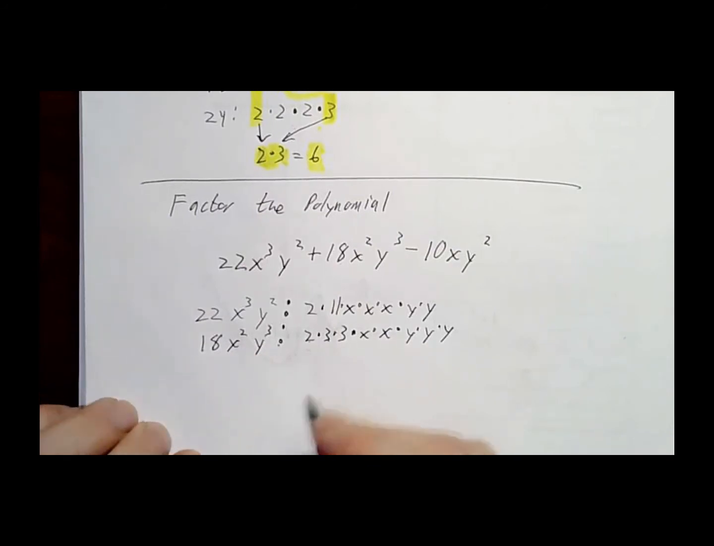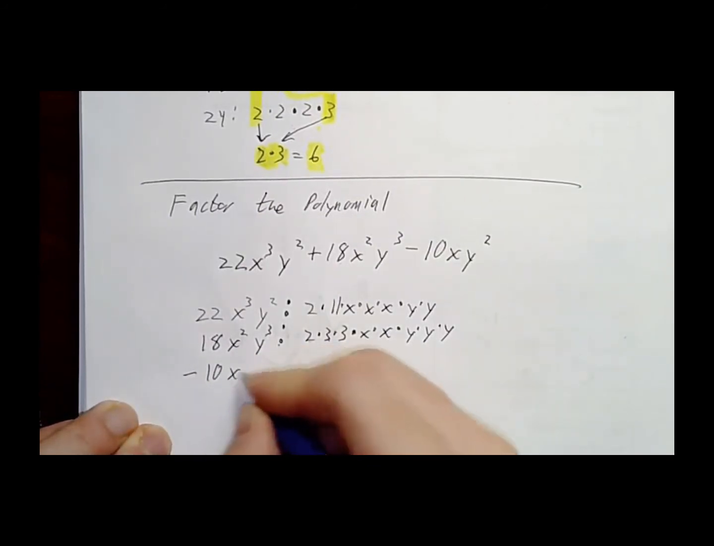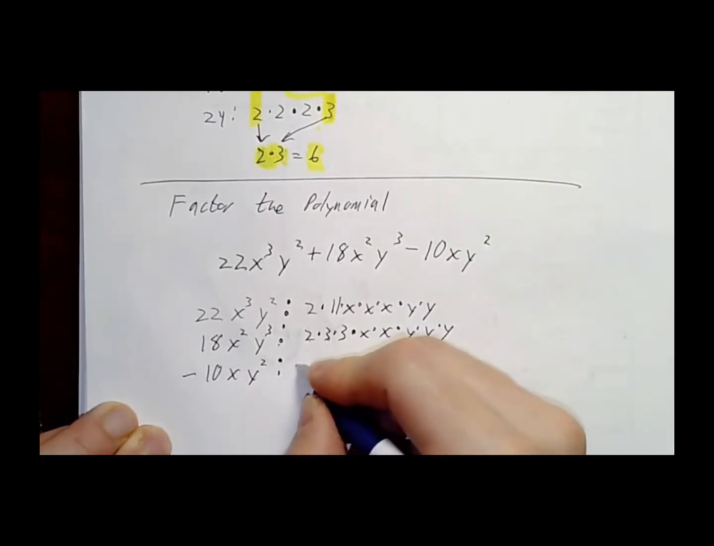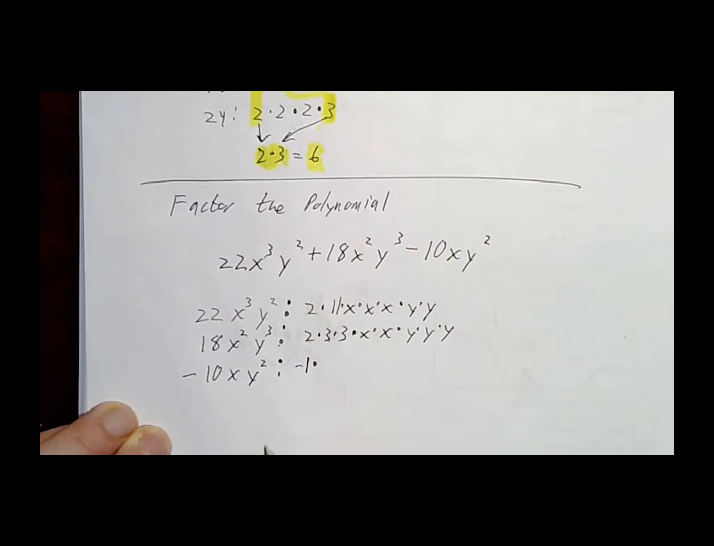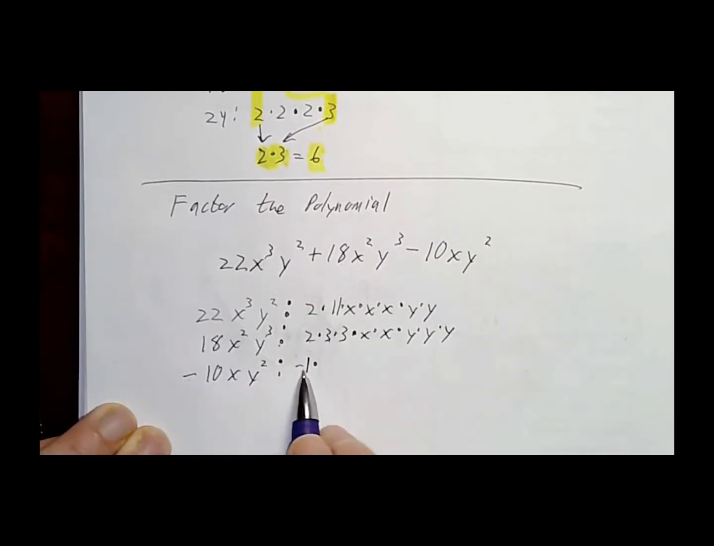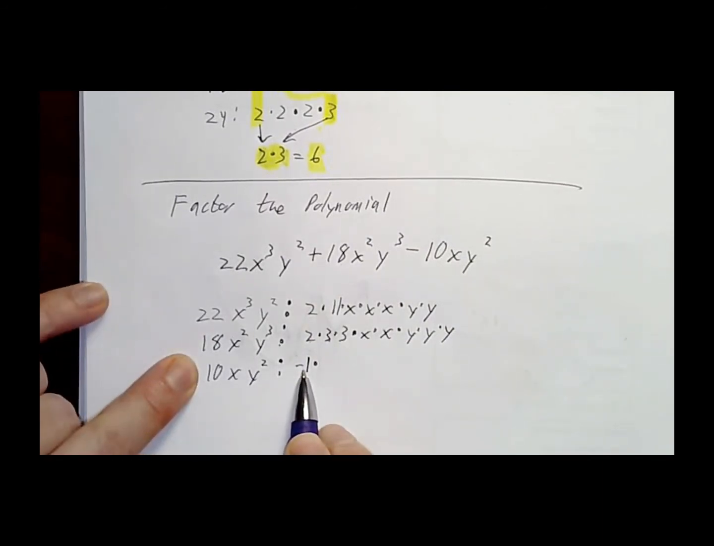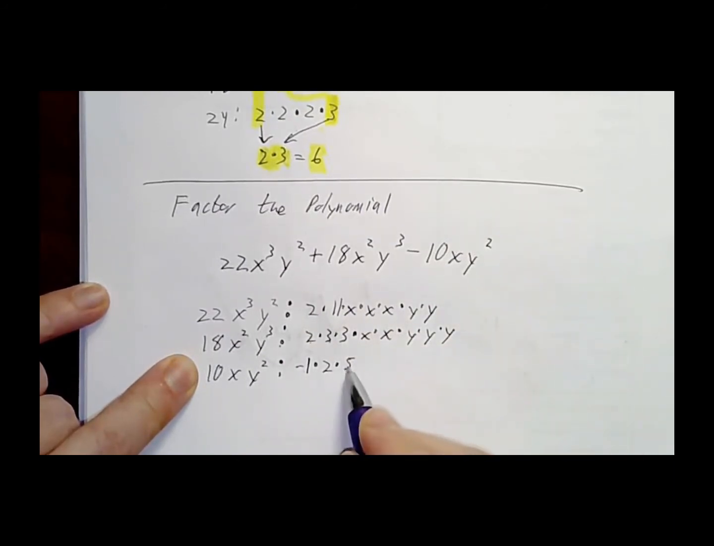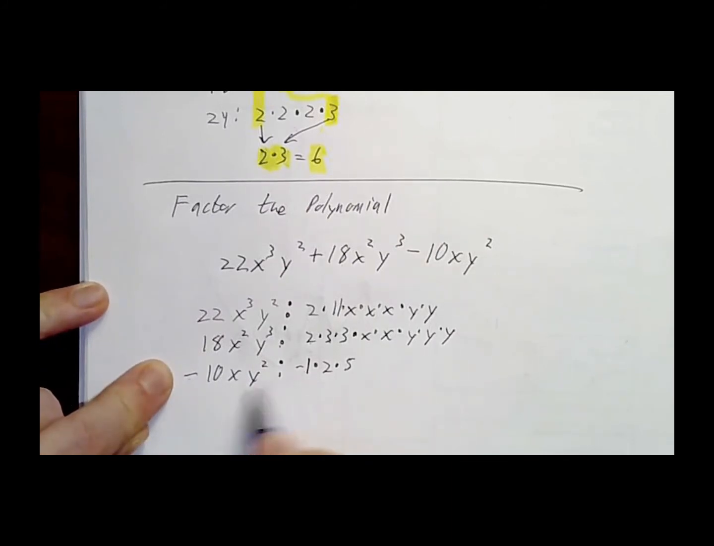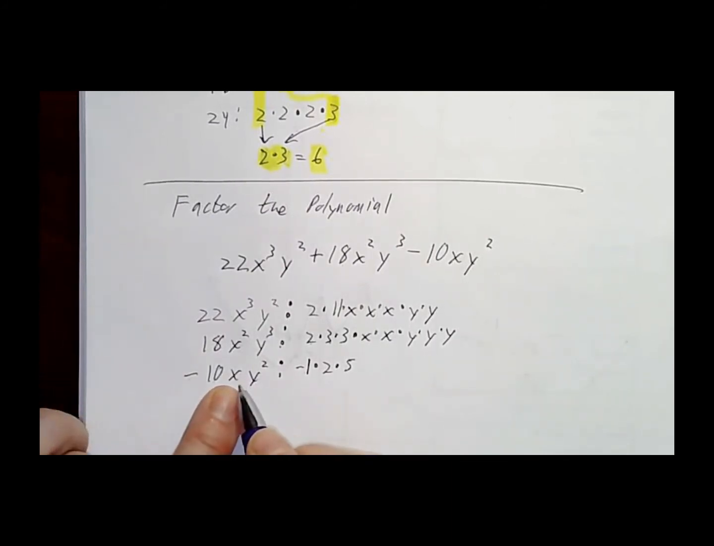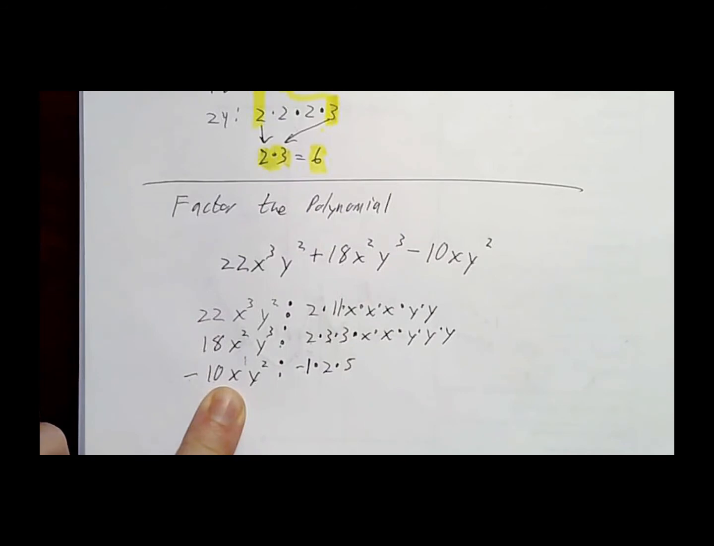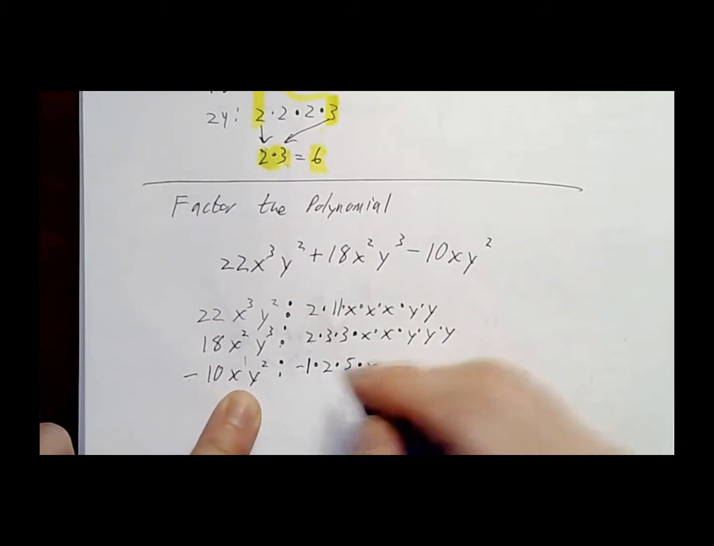Last but not least, I have my negative 10xy squared. Whenever I see a negative in front, I always write negative 1 times everything else. So this negative is that negative 1. And then what is the prime factorization of 10? That is 2 times 5. So 2 times 5 is my 10. Multiply my negative 1 to get negative 10. I have 1x. If you notice that there's no exponent here, the implied exponent is a 1. It's an invisible 1, but it's there. So we have 1x and we have 2 y's.